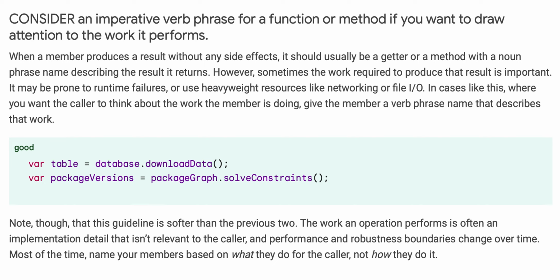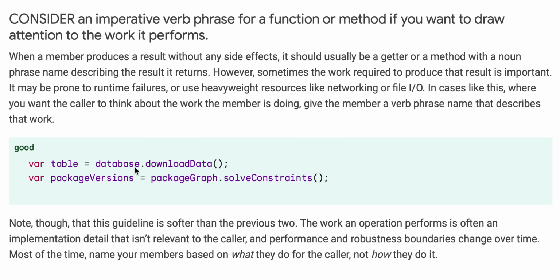If a member produces a result without any side effects, it should usually be a getter or a method with a noun phrase name describing the result it returns. However, sometimes the work required to produce that result is also important. It may be prone to runtime failures or use heavyweight resources like networking or file IO, for example. In such cases, where we want the caller to think about the work the member is doing, we should give the member a verb phrase name that describes that work.